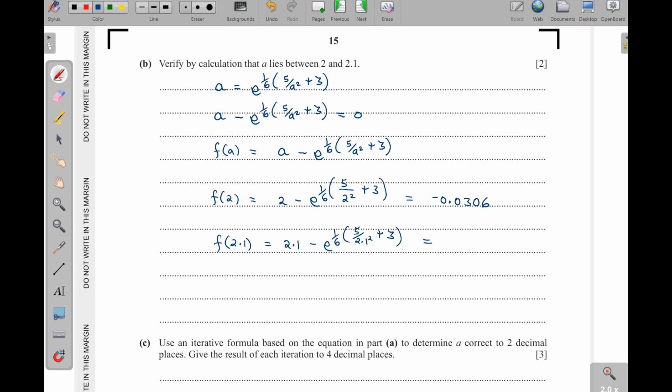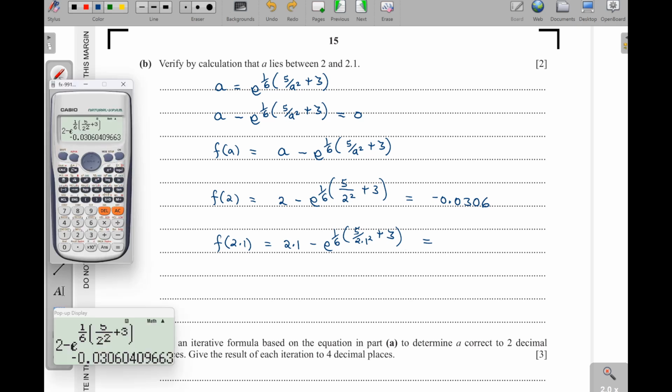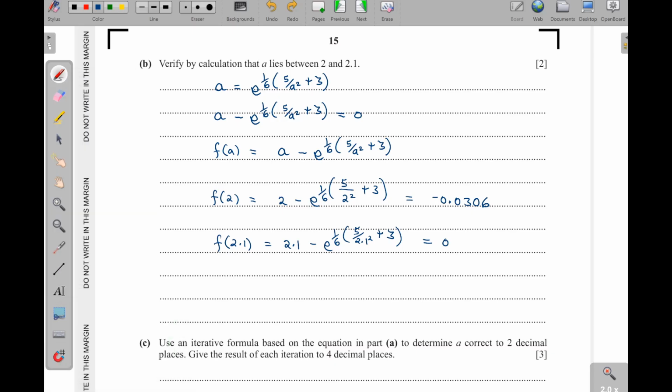Okay, then how about this one here? I'll come to this one, and wherever there is a 2, I'll put a 2.1. So 0.1, then also come back to this one here, put a 0.1. And you can see that this one is a positive, 0.1083. So one is positive, the other one is negative.